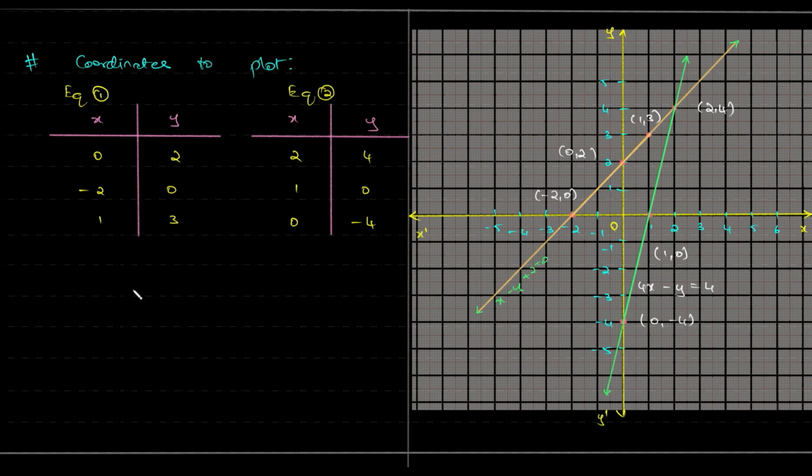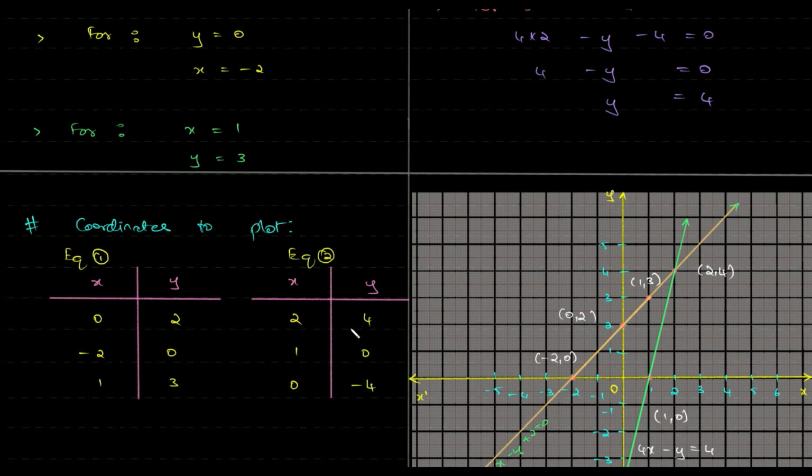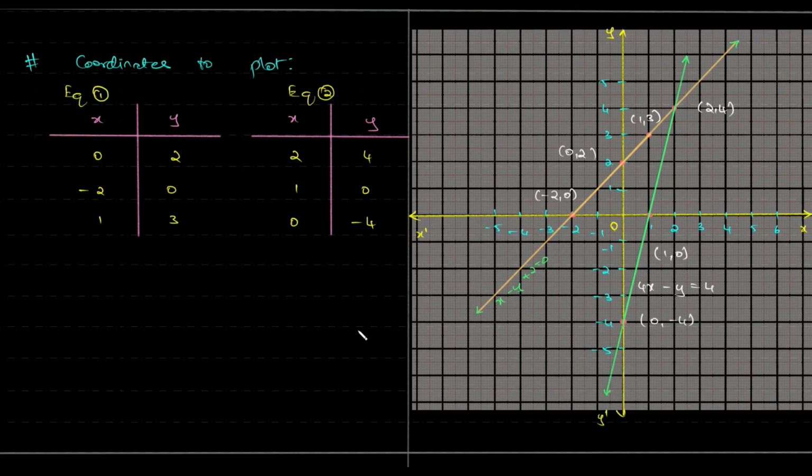And now they're asking for what? They're asking to calculate the area of the triangle formed by the line so drawn and the x-axis. So which is that part? Now that is something that you guys have to help me out with.